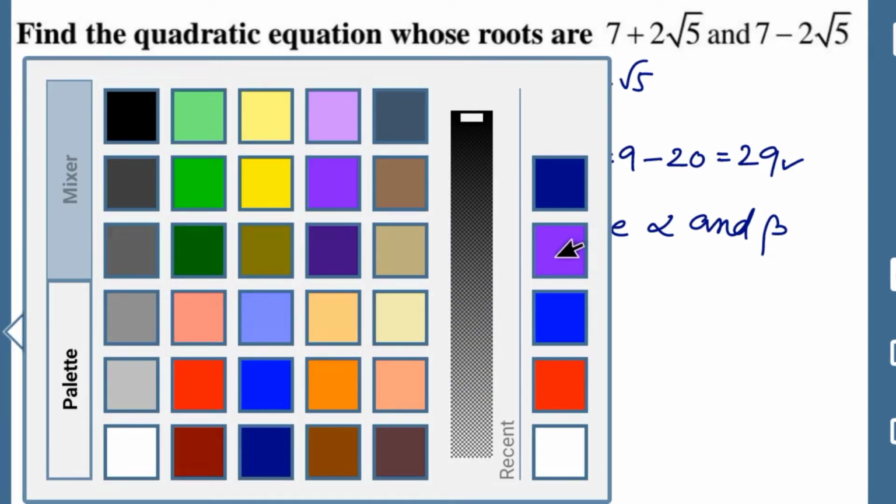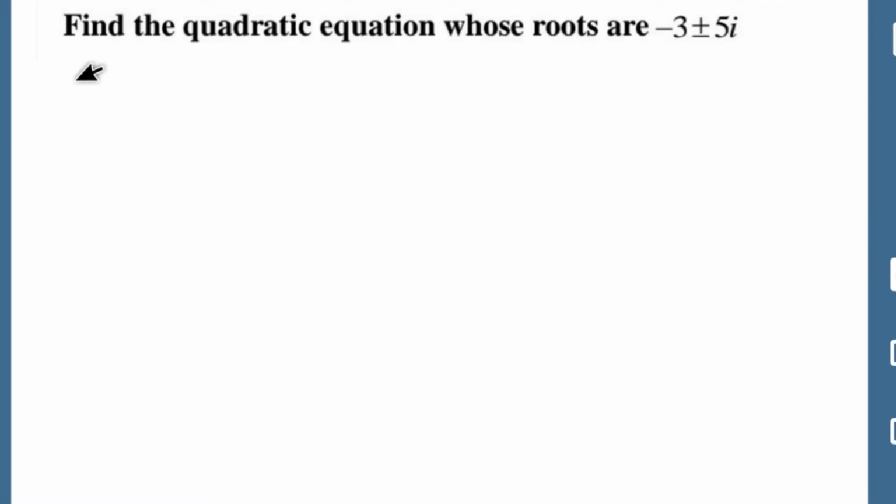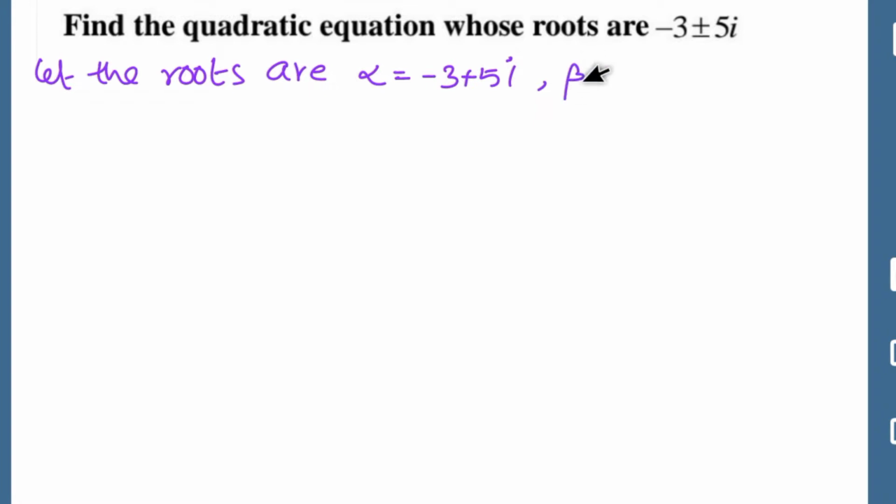Okay, next question. Find the quadratic equation whose roots are minus 3 plus or minus 5i. So here also first write let the roots are alpha minus 3 plus 5i and beta minus 3 minus 5i.